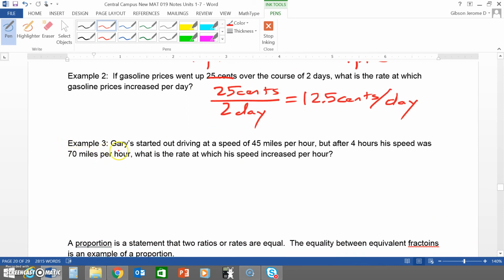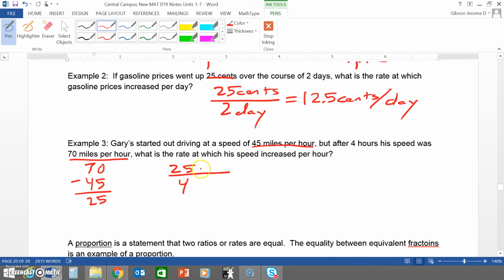Now we go to example 3. Gary started out driving at a speed of 45 miles per hour, but after 4 hours his speed was 70 miles per hour. What is the rate at which his speed increased per hour? So remember, Gary started out at 45 miles per hour and it ended up at 70 miles per hour. So what we would need to do is subtract those two values. 70 minus 45 would be 25. So now we would take that 25 and divide it by 4.